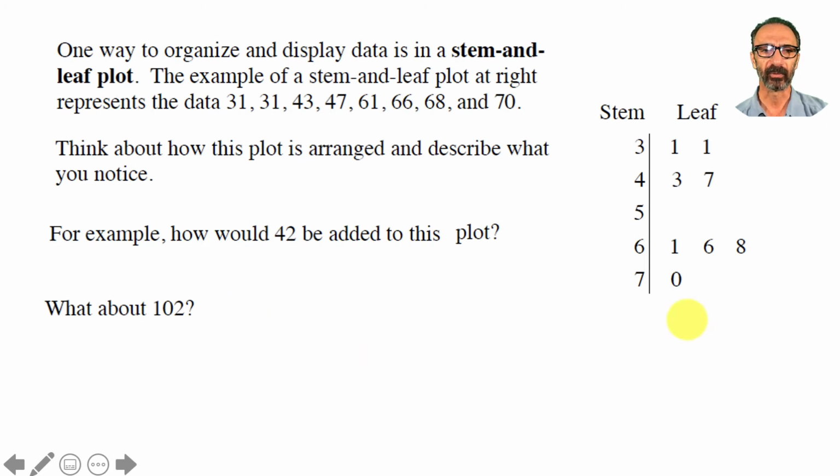What about 102? Well, 102 is down here. You need to show the viewers that there are no 80s and 90s. Then you write 10 on the left and 2 on the right. That's how you do it.